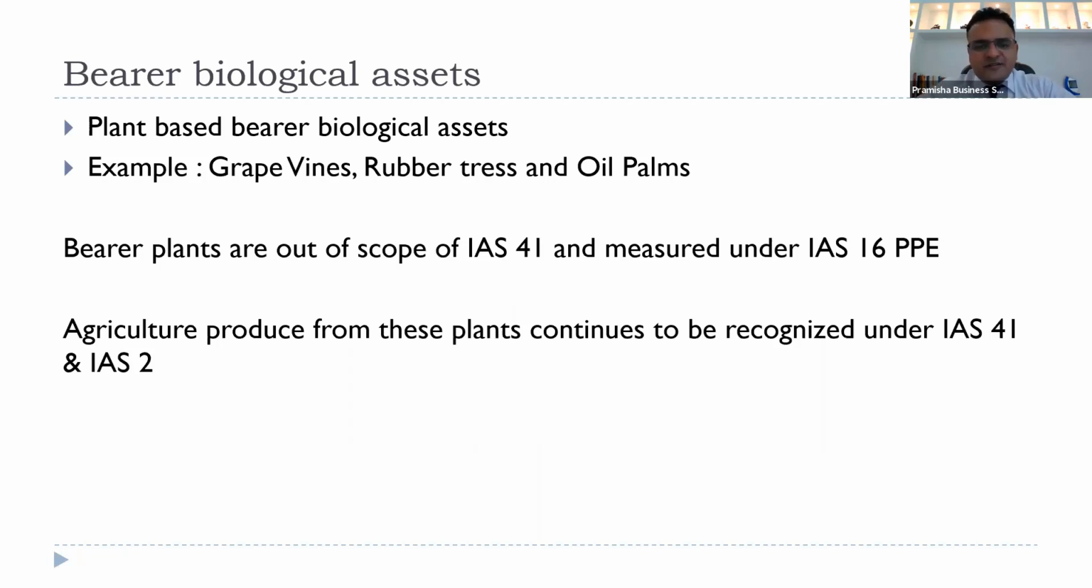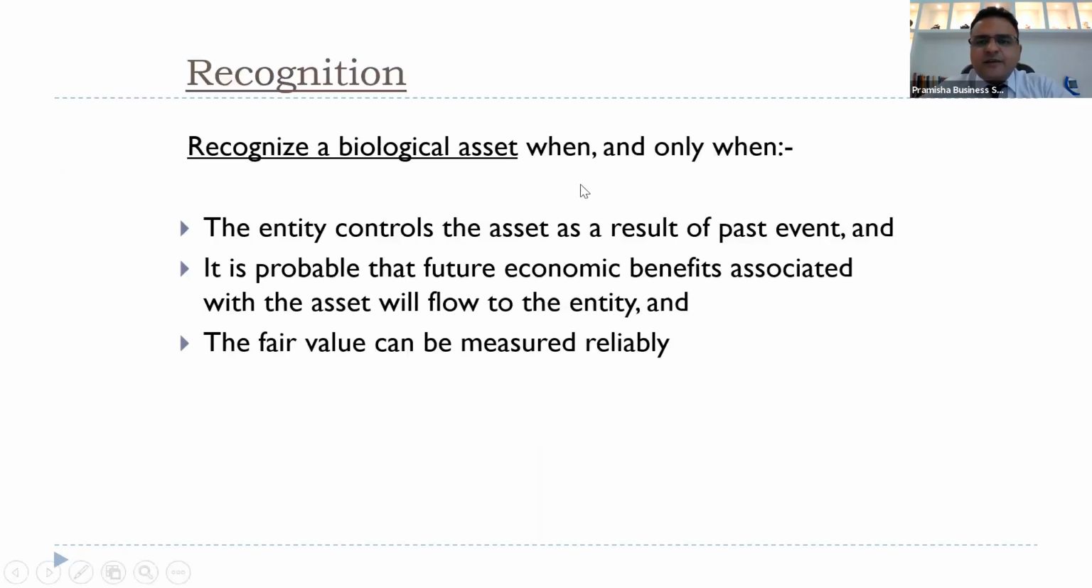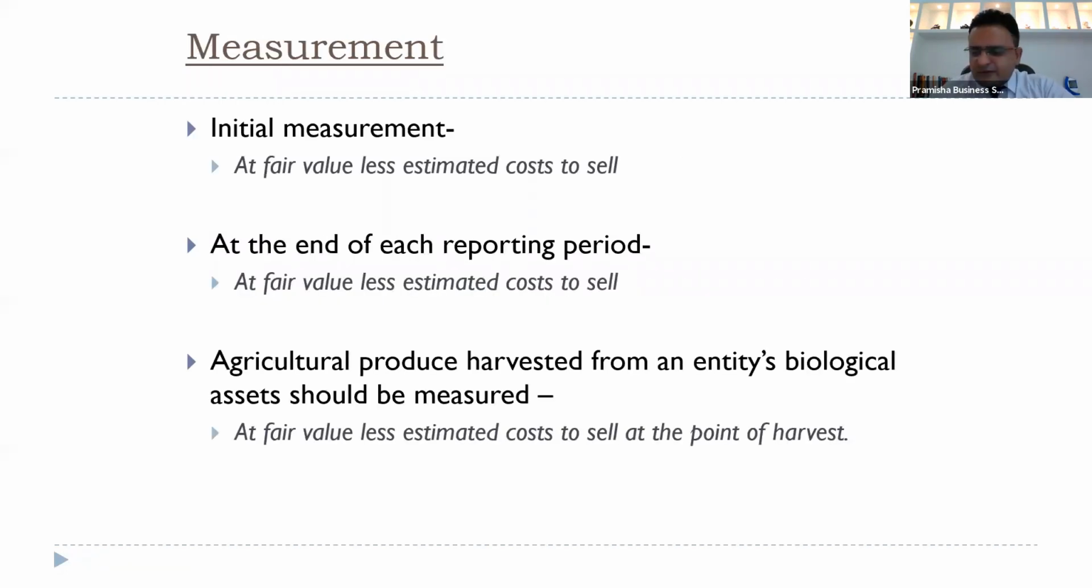Hope it is not confusing you and you are clear, since I have repeated it many times. So recognize a biological asset when and only when you are able to control that asset, you know that it is going to give you future economic benefits, and it can be measured reliably. So this is the normal definition of an asset, which is applicable to IS 41 agriculture as well. Initial measurement at fair value less cost to sell, subsequent measurement at fair value less cost to sell. There is no change. We are not saying that it is initially measured at cost. That's the basic difference between this and other standards. It is initially measured at fair value less cost to sell, subsequently measured at fair value less cost to sell.